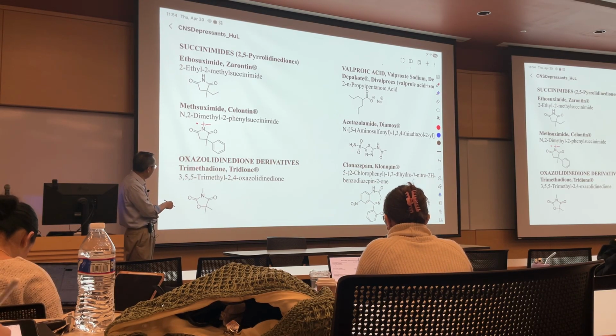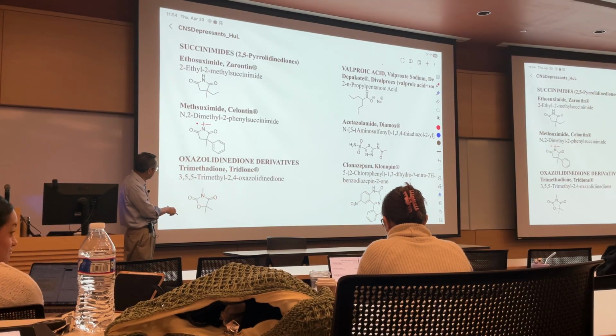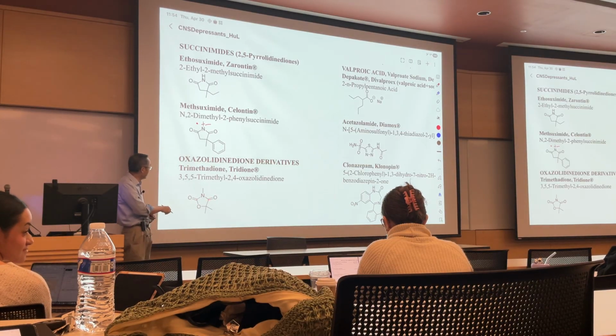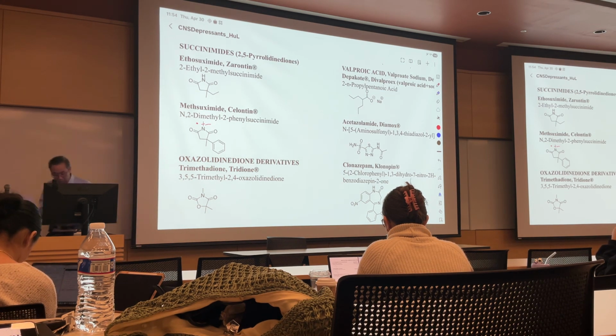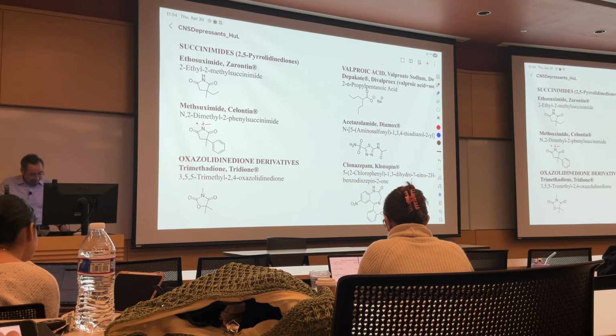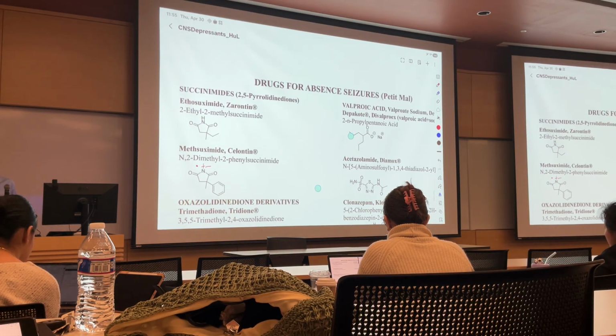Similarly with this one, this is an oxazolidinedione. That means you have an oxygen and a nitrogen in the ring system, and you have two ketones, two C=O double bonds. And then you have three methyl groups, so trimethadione, right? All three of these drug molecules were approved in the 1940s and 50s, so we're talking about 70 years ago when these drugs were used and approved. And of course, these drugs are all used for absence seizures or petit mal seizures, right? So this is under the category for petit mal seizures.